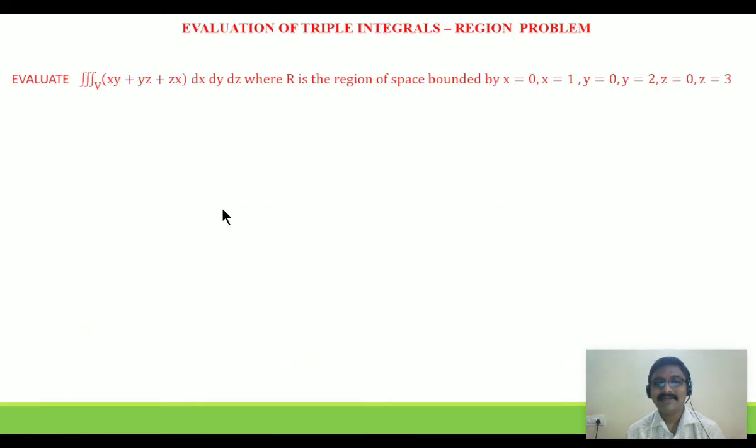Evaluation of triple integrals, region problem. Evaluate the triple integral over V of (xy + yz + zx) dx dy dz, where R is the region of space bounded by x = 0, x = 1, y = 0, y = 2, z = 0, z = 3. So here the region R is given. The volume region is bounded by six surfaces. Now we have to evaluate this triple integral.